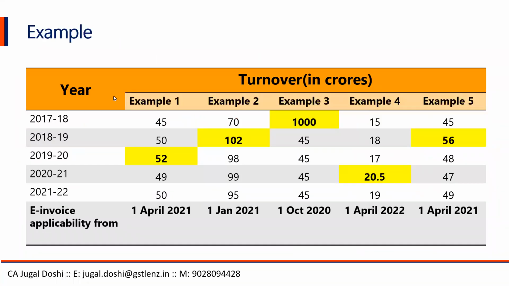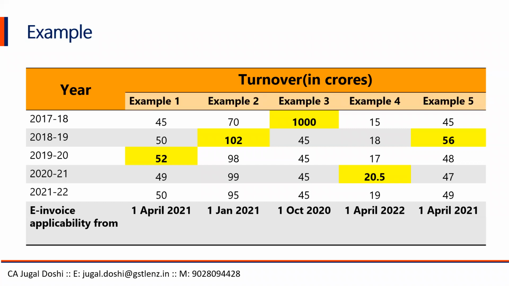So let's understand the applicability with the help of examples. In the first example, my turnover was exceeding 50 crores in 2019-20. So for the 50 crores limit, the applicability was 1st April 21. And once applicable, it is applicable forever. There is no such rule that we have to see year-wise turnover. So for one of the years, 1920, it was more than 50 crores. Hence, it became applicable from 1st April 21.